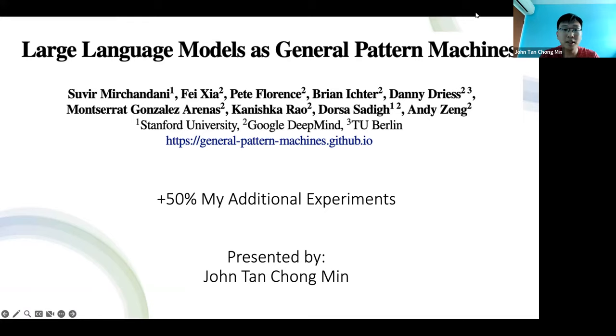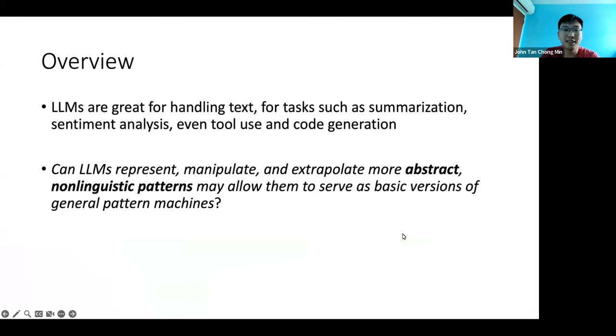But in this paper, they showed that large language models, to a certain extent, can be used to associate arbitrary symbols or arbitrary tokens. So I also did some experiments on this, and let's take a look at what they have to say and also some of the additional experiments I did.